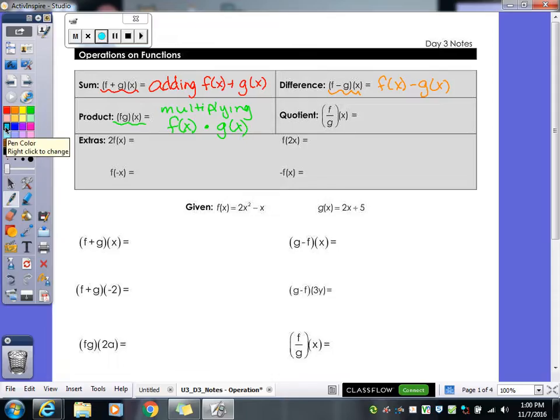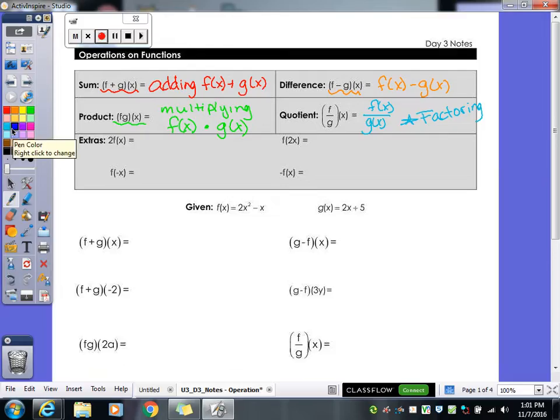So quotient, that means we're dividing f of x divided by g of x. Your hint for this one is a lot of times there's going to be a whole bunch of factoring involved. This kind of goes back to our first unit, which you guys didn't really like. When you're dividing and you have x squareds in there and whatnot, you have to factor and cancel, just kind of like on our algebra set we just turned in.